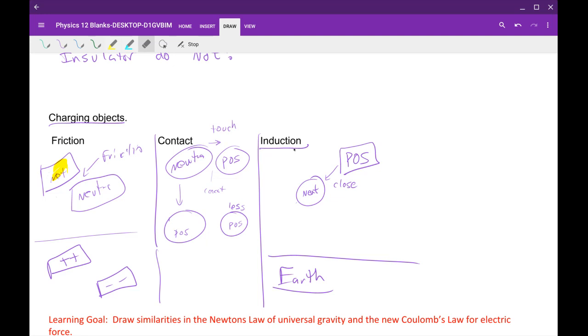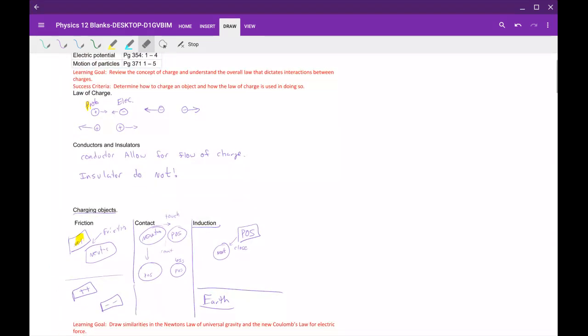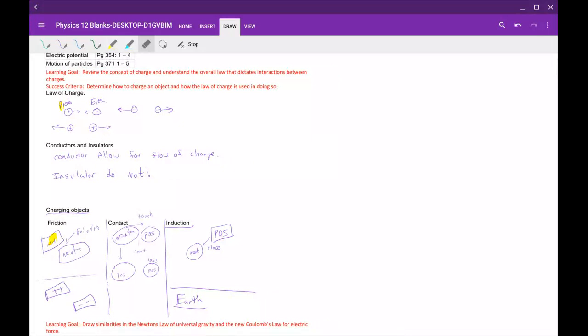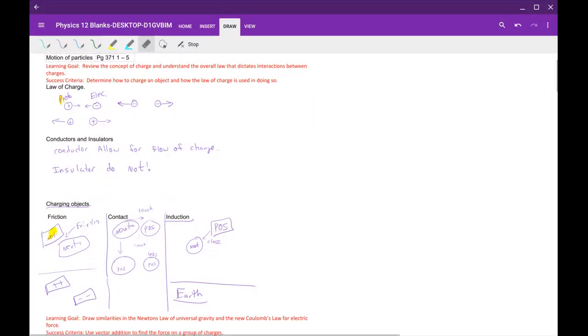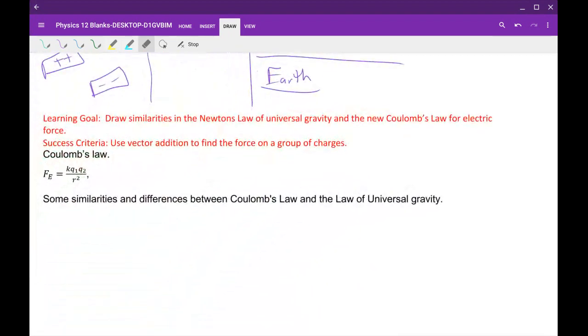So that's basically section 7.1. It talks about the law of charge, conductors and insulators, and how to charge objects. Section 2 will discuss Coulomb's law and how it has some similarities with some other things we've learned in the past.